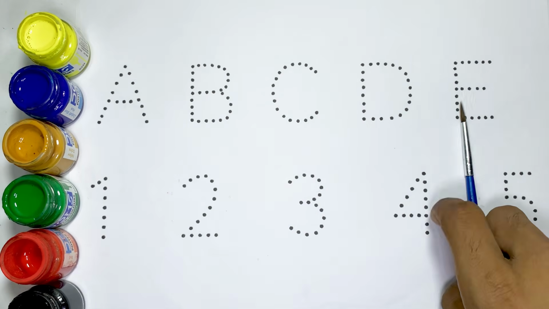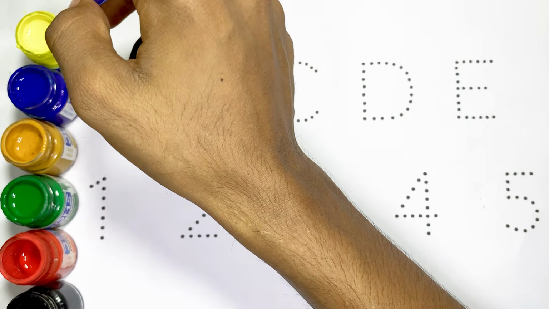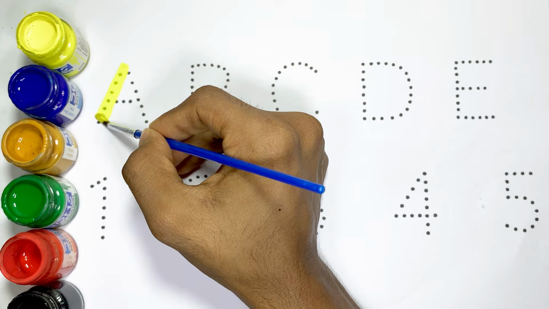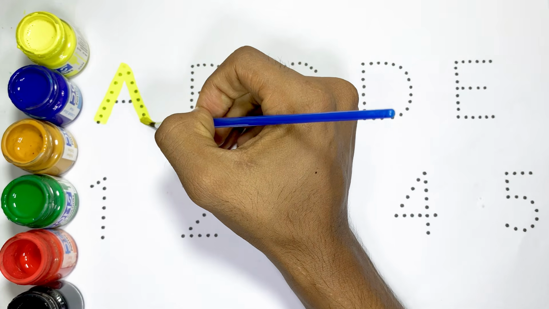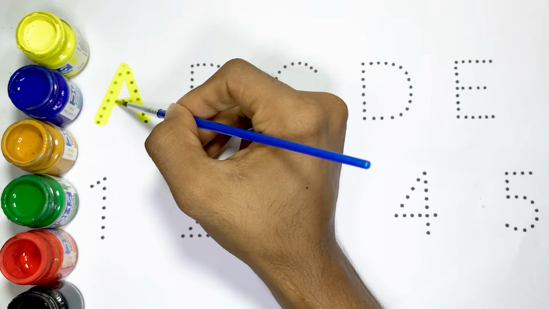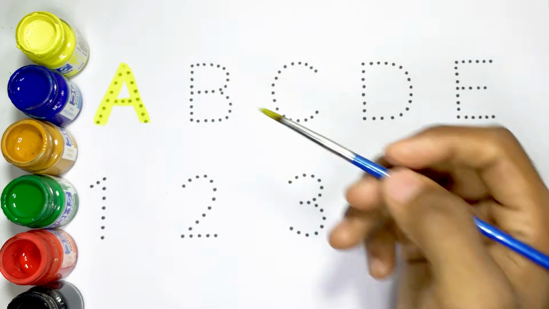So kids, now you draw alphabets. And first we draw A and use yellow color. A for apple, A for aeroplane.